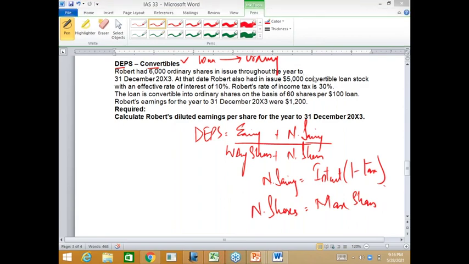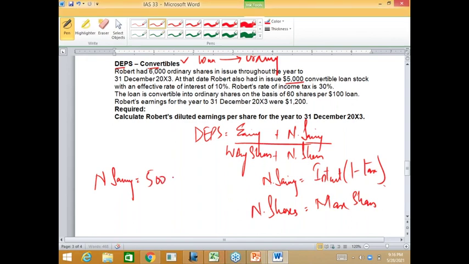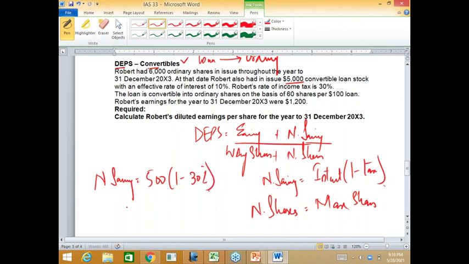Now the notional savings will be the interest of the loan. The loan is having a value of $5,000 and its interest rate is 10%. So there will be an interest of 500, and 1 minus tax rate means you need to take 70% of the interest cost, which is 350.